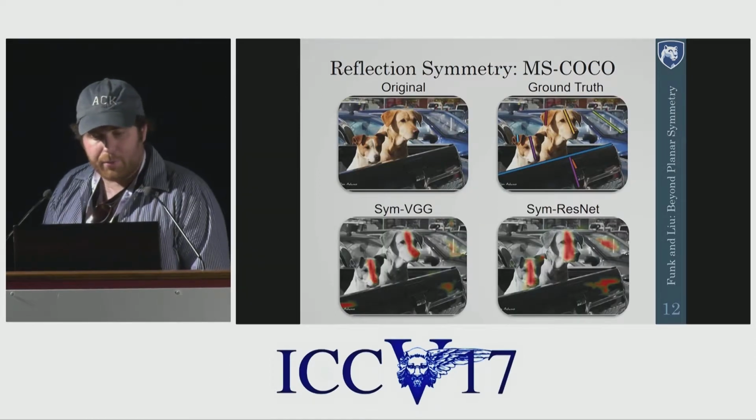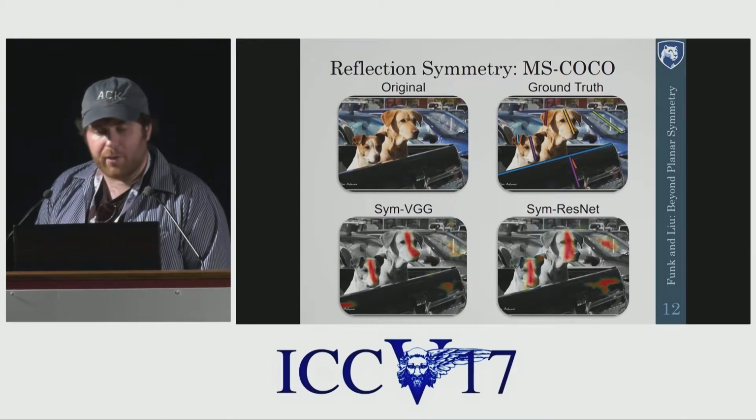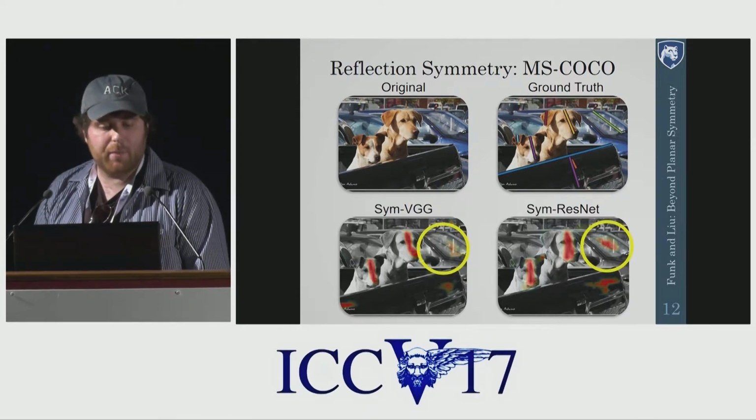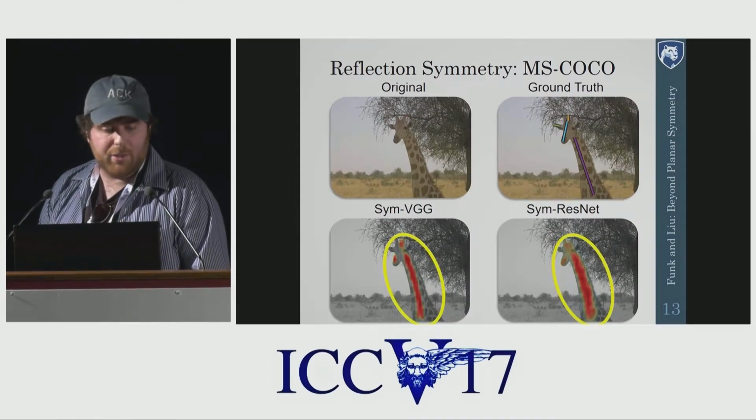Here are some examples of results on our COCO dataset. Out-of-plane reflection symmetries are picked up from both the dog's faces and the windshield in the background. The slightly curved giraffe neck is captured even though the texture is not symmetric.